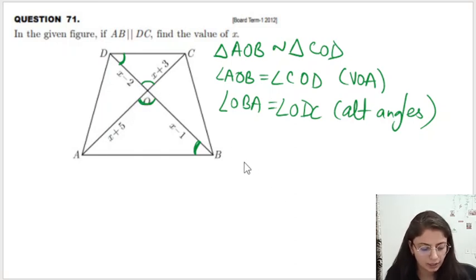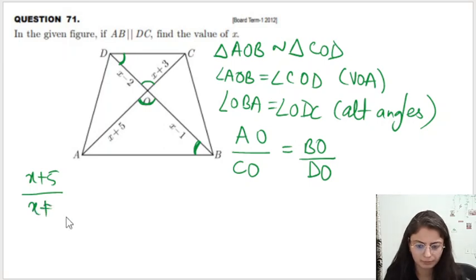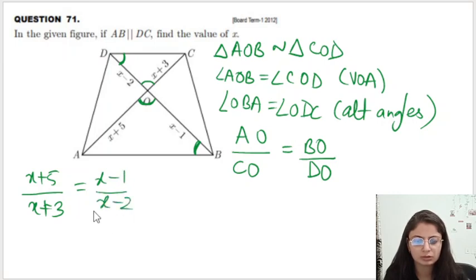So I can say that AO by CO equals to BO by DO. Fine. अब AO अपने को कितना गिवन है? This is x plus 5. CO is what? X plus 3. And BO, this is x minus 1 and DO is x minus 2. Now let's cross multiply and find the value of x.